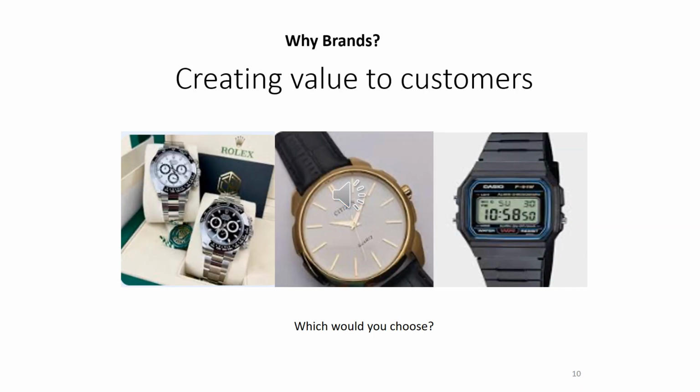Now here's a quick activity. Take a look at these three watch brands: Rolex, Citizen, and Casio. Now, if you had to choose one, which would it be and why? Think about the image each brand represents, the value they offer, and your personal preferences. This simple exercise highlights the power of branding in shaping customer choices.